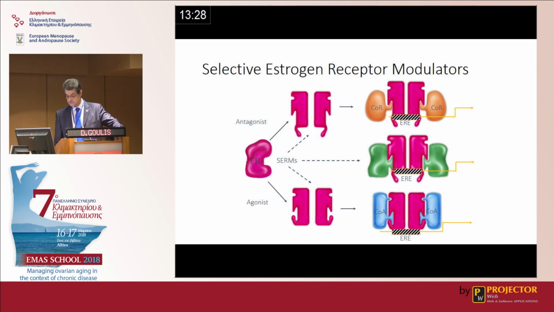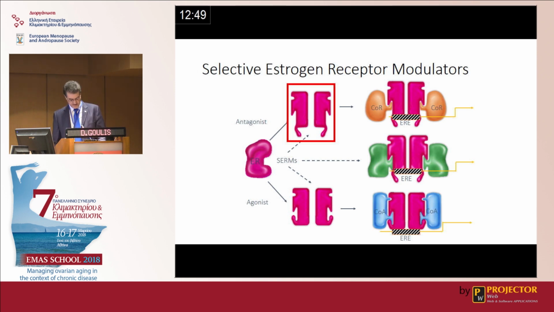A very strange and nice pathophysiology mechanism has to do with SERMs, actually. You can see the estrogen receptor, and according to each individual SERM, this can act as an agonist or an antagonist. So if the SERM is connected to the receptor, its shape changes, and it makes it prone to get together with corepressors or coagonists of the estrogen receptor.